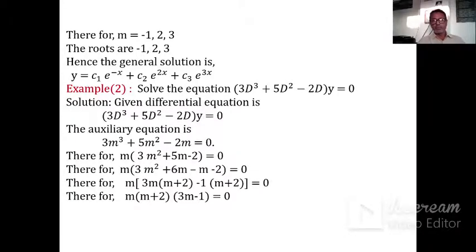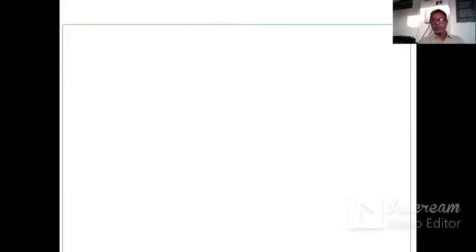And therefore, from the first two terms, we take 3m common, with m plus 2 inside the bracket. From the next two terms, we take minus 1 common. Then inside the bracket m plus 2, this is equal to 0. Again, take m plus 2 common. Then we get m plus 2, 3m minus 1 is equal to 0. Therefore, from this m is equal to 0, m equal to minus 2 and m is equal to 1 upon 3. Means the roots of the auxiliary equation are 0, minus 2 and 1 upon 3.